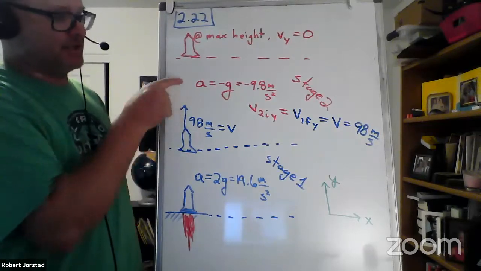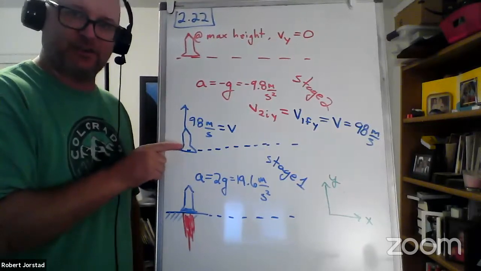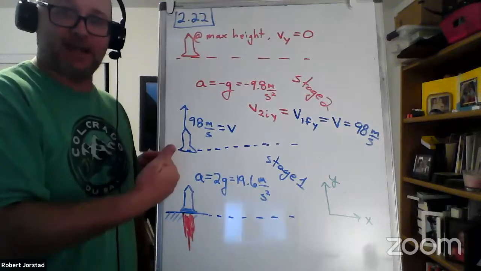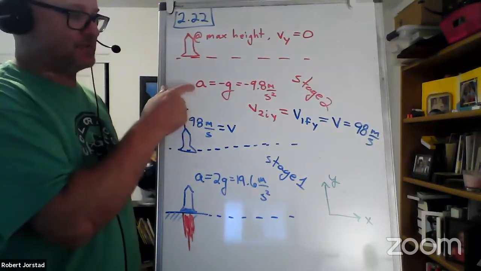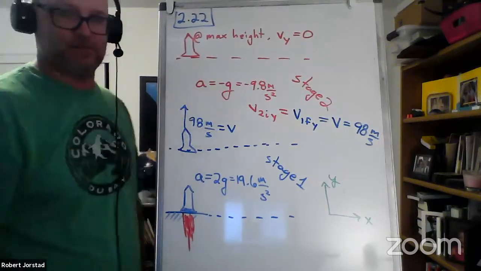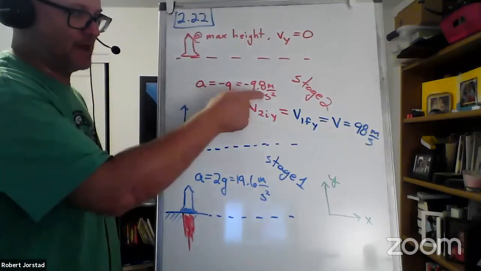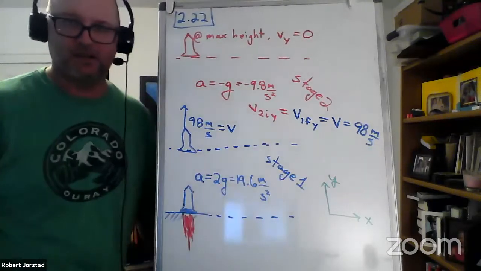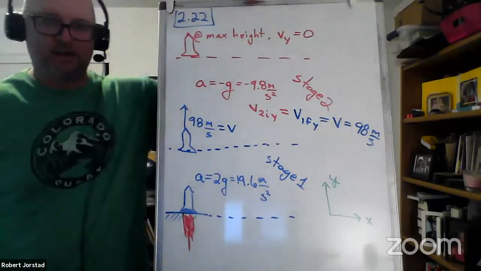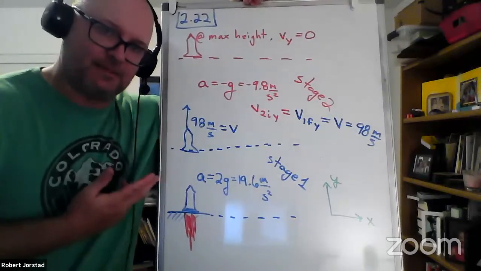Notice the acceleration up here. After the thrusters turn off, gravity is pulling it downwards, right? It's wanting to slow down. And so that's why the acceleration is negative g up here. G is the magnitude of 9.8, negative because gravity is pulling it opposite this direction. All right. Any questions about that setup?